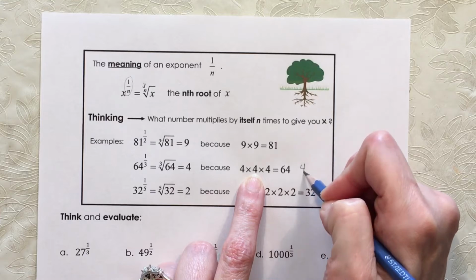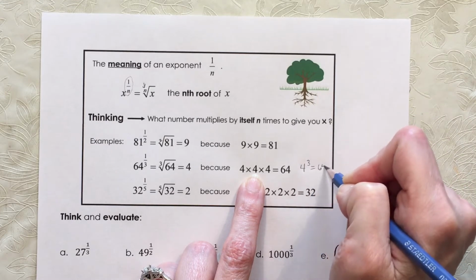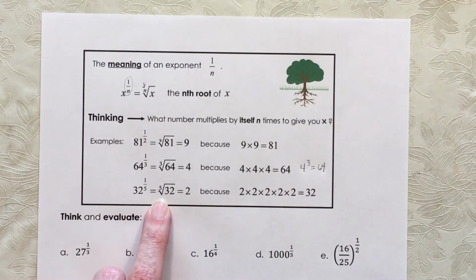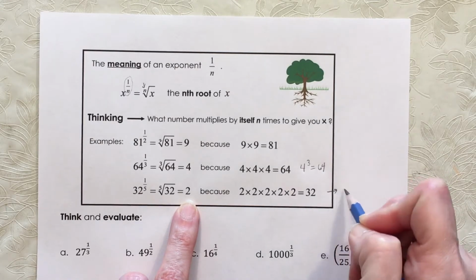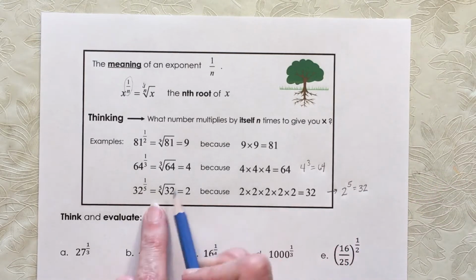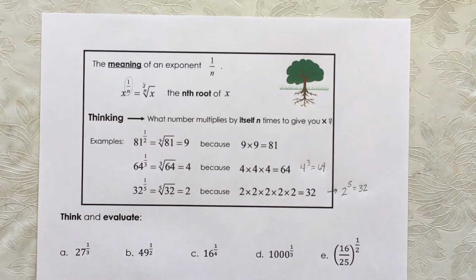Another way of saying 4 times 4 times 4 is 64 is by saying 4 to the third is 64. 32 to the 1/5 can be written as the fifth root of 32, and it equals 2 because 2 to the power of 5 is equal to 32. Or the number that multiplies by itself 5 times to give you 32 is 2.